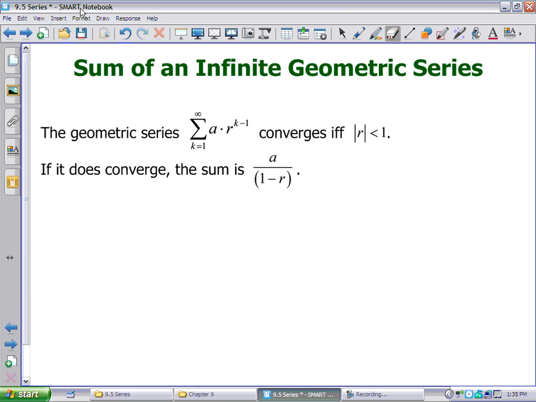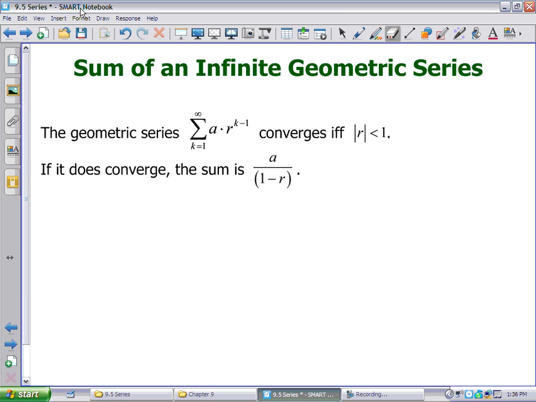Here we have the sum of an infinite geometric series. On the infinite geometric series, if you look at the sigma notation here, you've got a times r raised to the k minus 1 power. They say that this converges if and only if the absolute value of r is less than 1. So if your r, your common ratio, is a fraction or a decimal between 0 and 1, then you are going to say that it converges.